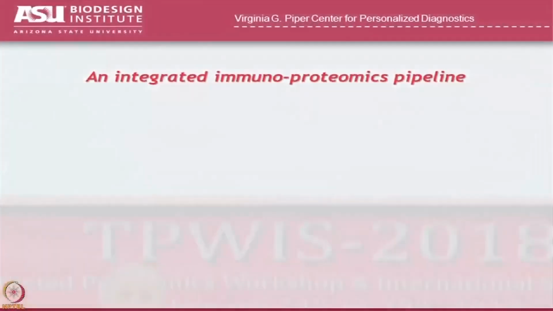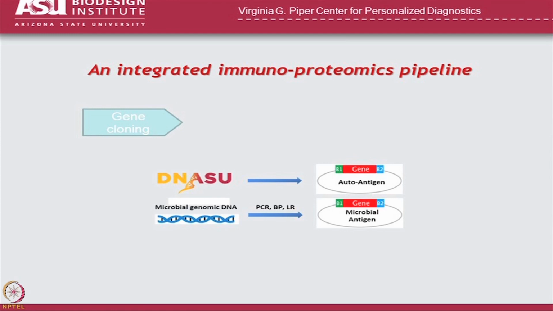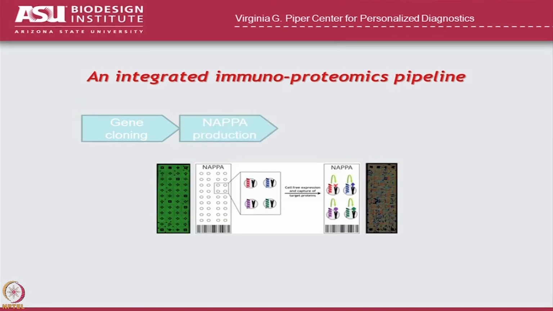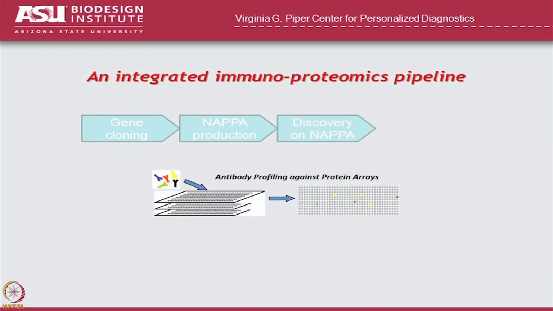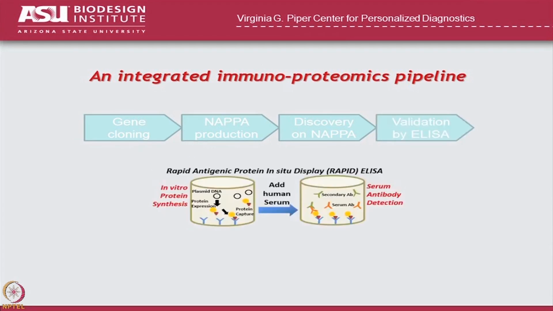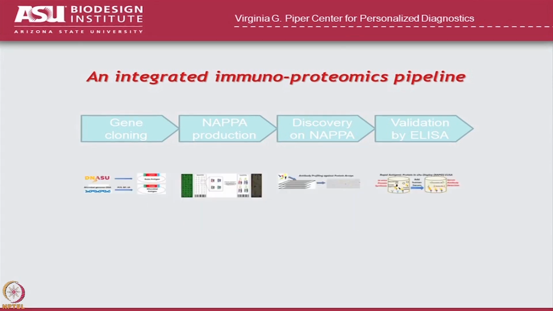All right, so we're going to start now by talking a little bit about the NAPPA method. I already spent some time talking to you about the gene cloning part, that is, how you make the clones for the genes that you're going to put on your protein arrays. We'll talk a little bit today about NAPPA production, and I'm going to do it from a historical perspective: how did we come about this method, and how does it generally work? Then we'll talk a little bit about how to do discovery on the platform. And then finally, nothing you do works if you don't go back and validate it. So that's the whole end-to-end process.